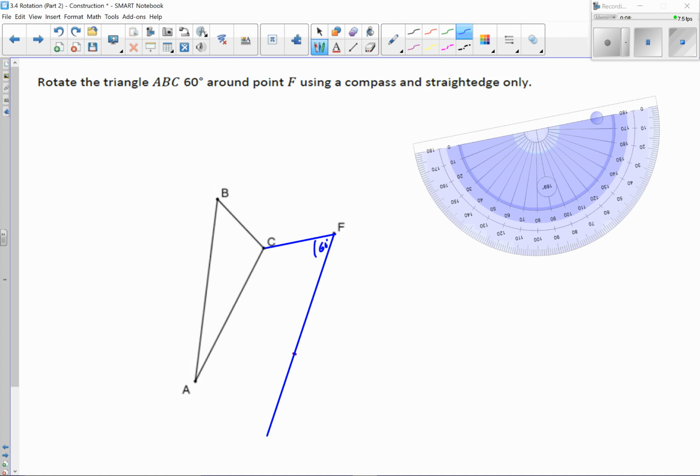All right, so now I can actually do the compass work here. I can take my compass, and I can put my pointer on F, because that's what we're rotating around.